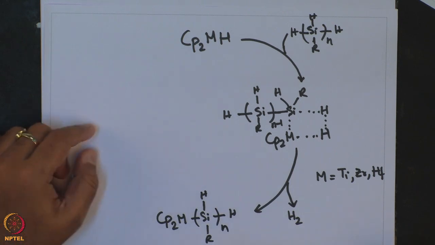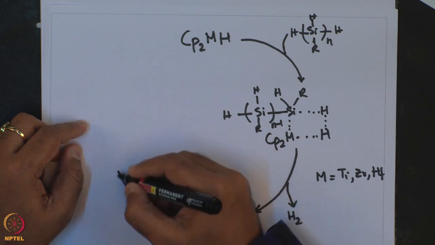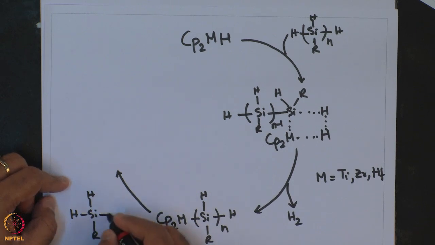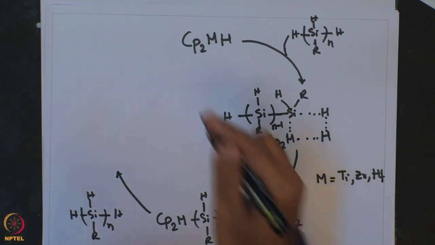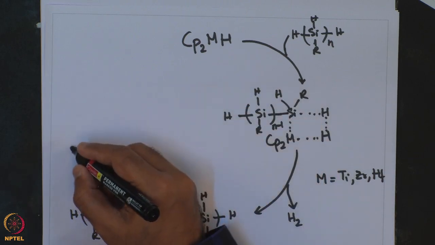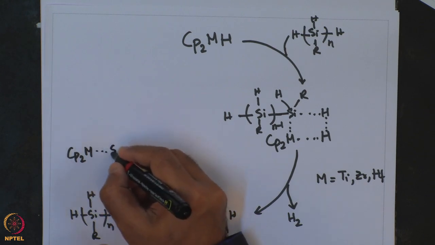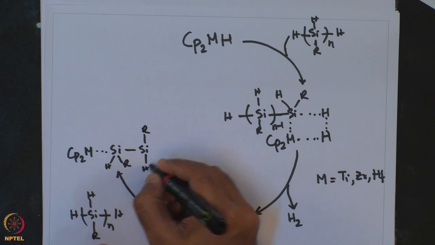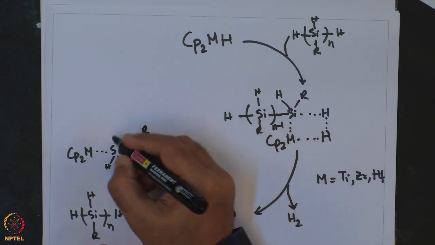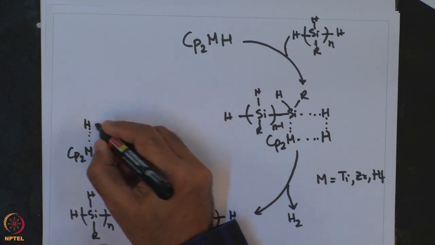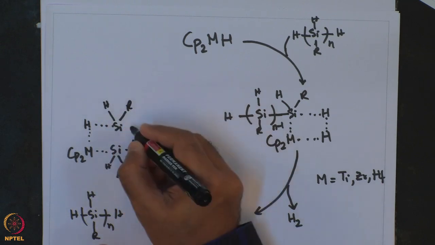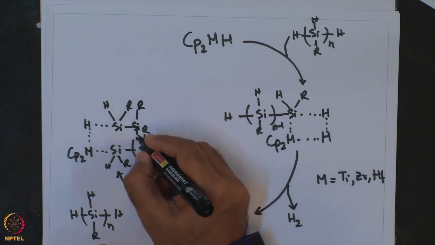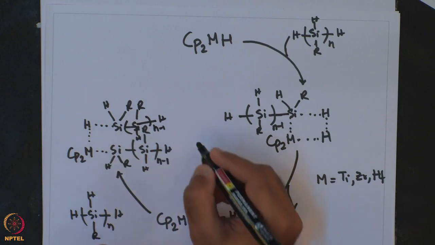which again reacts with another molecule of H-(SiHR)n-H in a similar sigma bond metathesis fashion to give this molecule Cp2M-SiHR-SiRH-H n-1, H, SiHR, SiRH n-1.